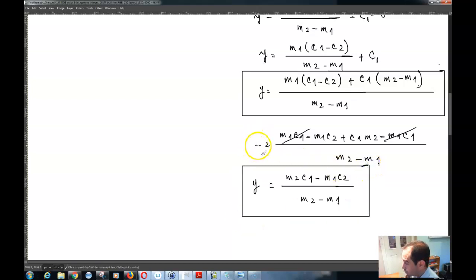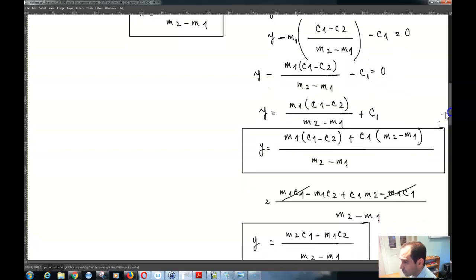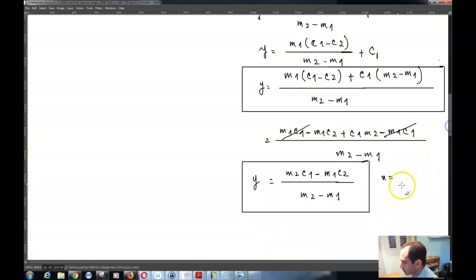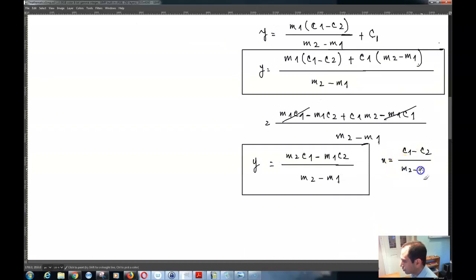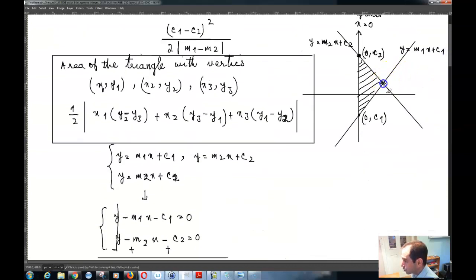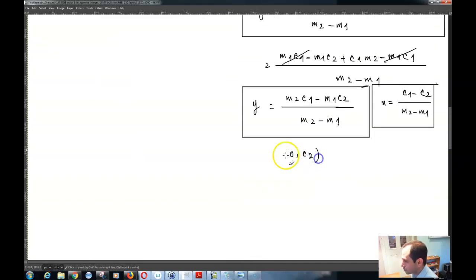And your x is equal to c1 minus c2 over m2 minus m1. This is your x. Okay, so now this is the point of intersection of these two lines, which is basically this point over here. So we had 0, c2 and 0, c1 over here as well.